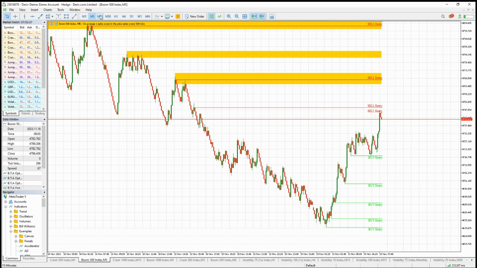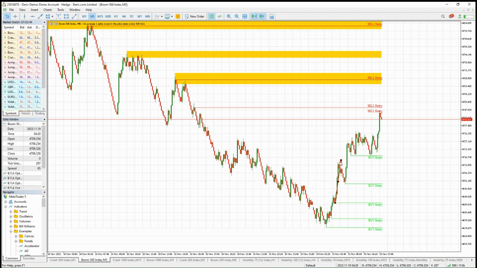You're going to use your 5 minute and your 1 minute concurrently. So basically, you're going to wait for your 5 minute to show you a buy entry, right? So let's say you are at this level, right? We're going to look for the price at this level, and you see this buy, or the indicator gives you this buy entry, right?